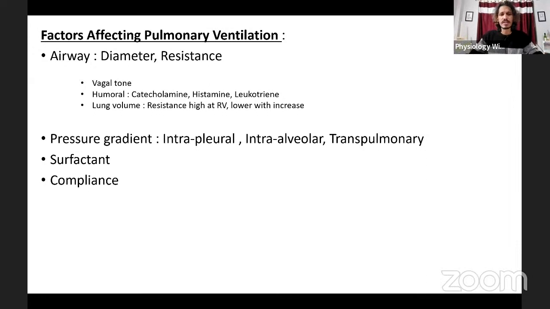What is pulmonary ventilation again? Pulmonary ventilation is how much air is moving in and out of the lung in a unit time. So you take 1 minute, and in 1 minute, how much air is moving in and out of the lung. That is pulmonary ventilation.